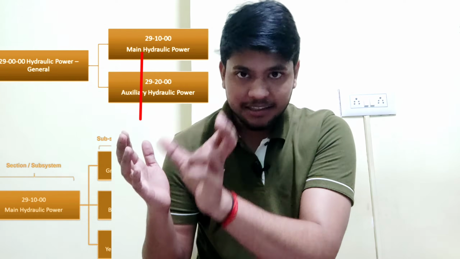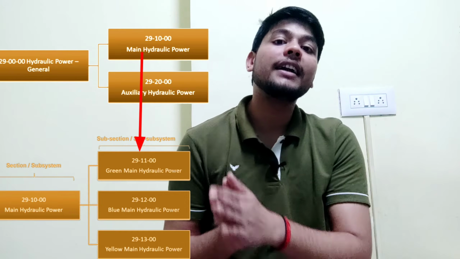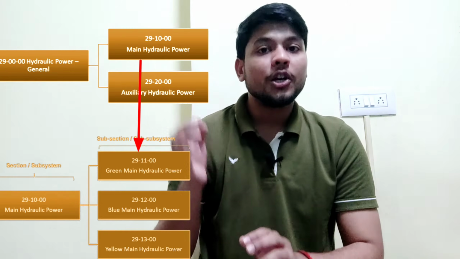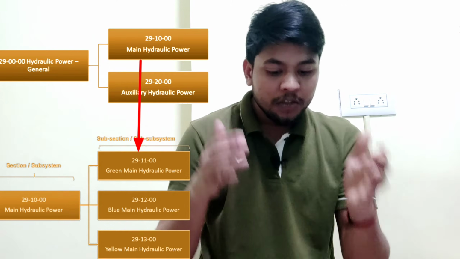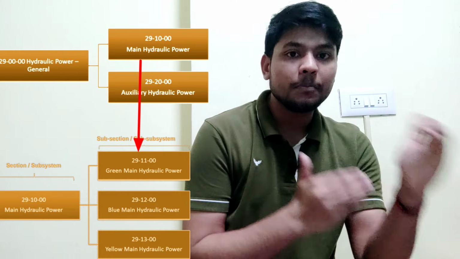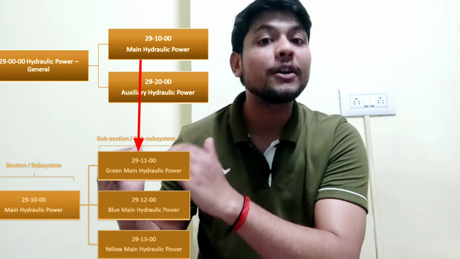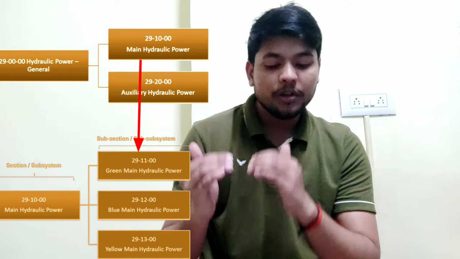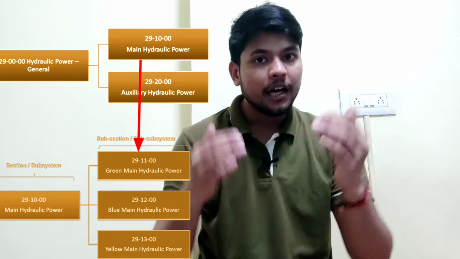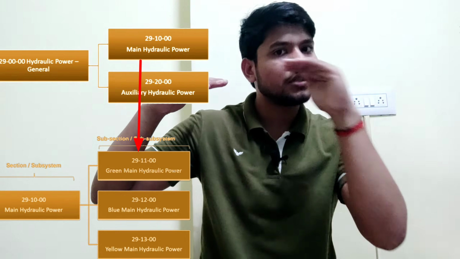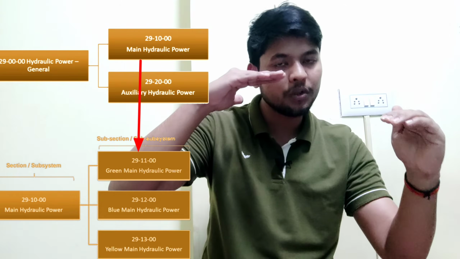Now I will go inside the main hydraulic power, that is 2910. If you go inside 2910, you will get, this was the section, now you will go inside, it will be subsection. Subsection means 291100, 291200, 291300. 2911 is the green hydraulic power, inside the main hydraulic power. Then blue hydraulic power is 2912, then 2913 is the yellow hydraulic power, likewise. So from main you go inside the section, and from section you have gone into the subsection.